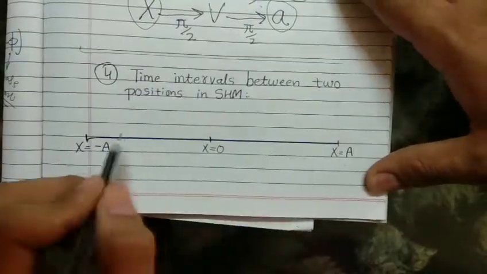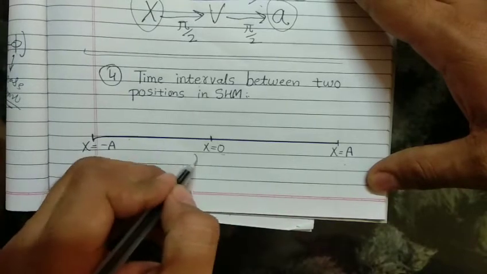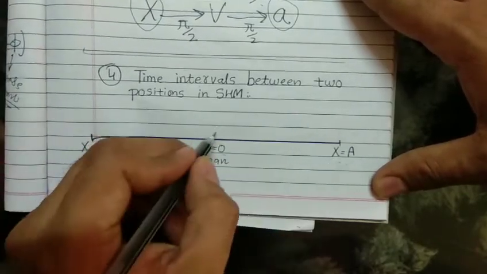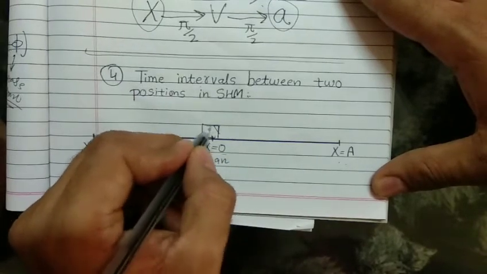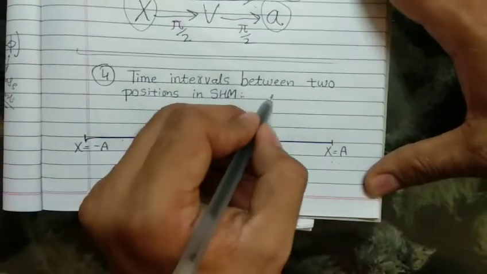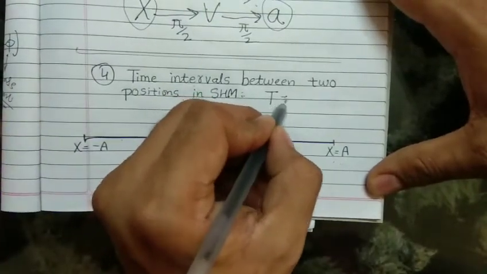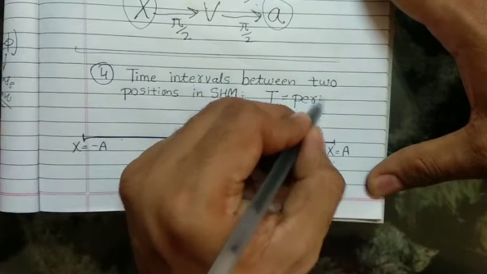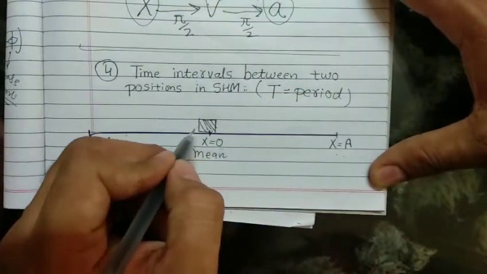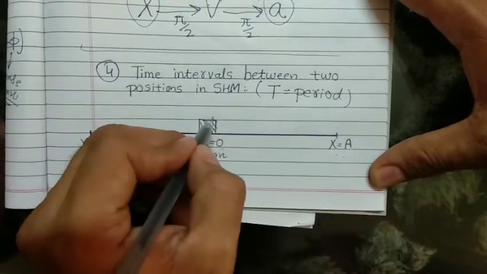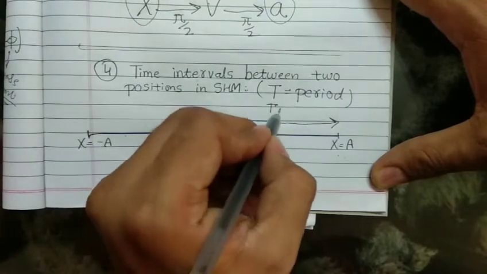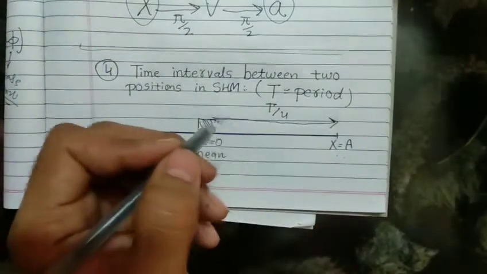See here, this is a path of SHM. X equal to 0 represents the mean position, isn't it? And these are the two extreme positions. Now suppose the body starts from the mean position and starts doing oscillation. The period of this oscillation is, let's say, T. Then the time it takes to go from mean to extreme is T upon 4. You might be knowing this already, right?